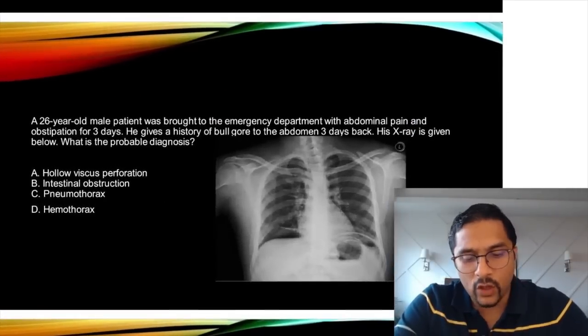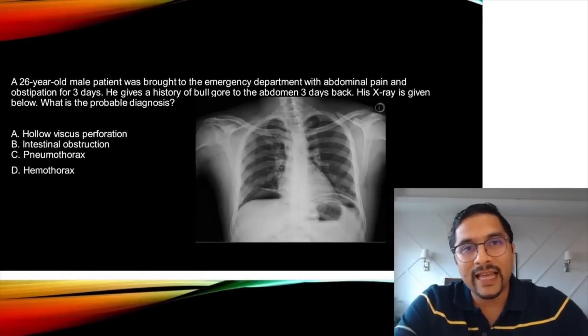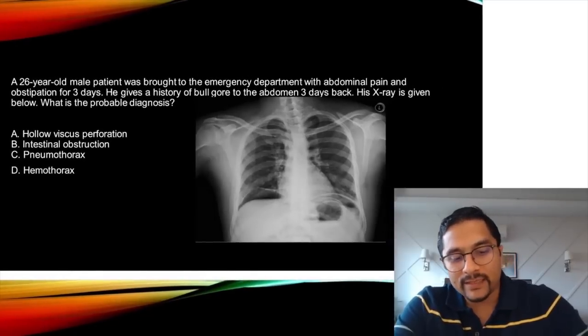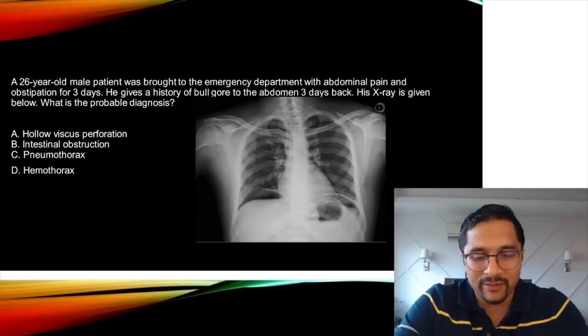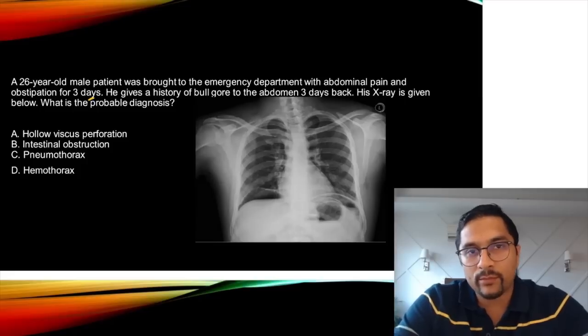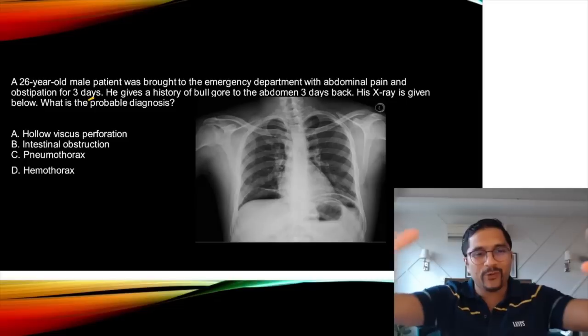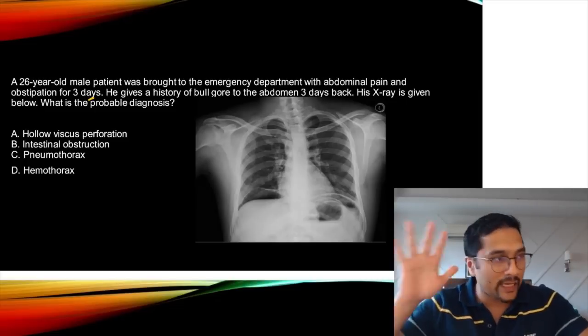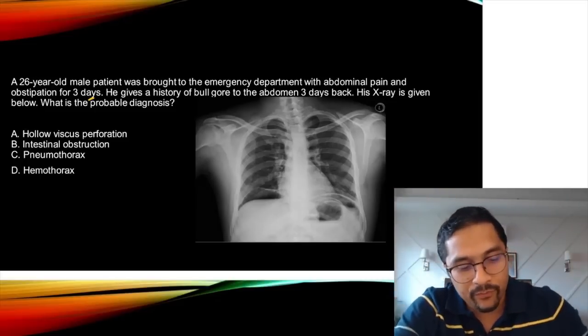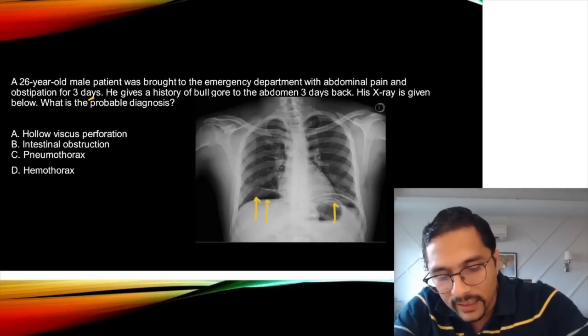Now this I feel is a constant question. Every year this question is asked in the exam about gas under diaphragm. So you have a 26-year-old male who's been brought to the emergency with abdominal pain and obstipation. He had a bull gore to the abdomen 3 days back, meaning a bull injury. A bull went into his abdomen and the horns went into the abdomen. His x-ray is given below and we can see gas under the diaphragm, right?